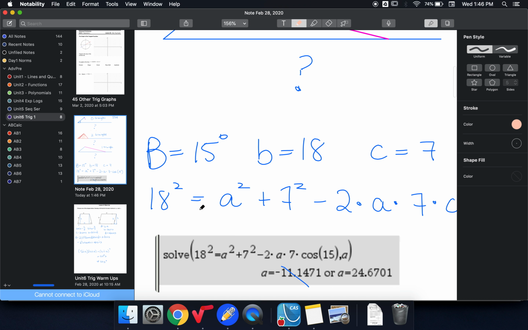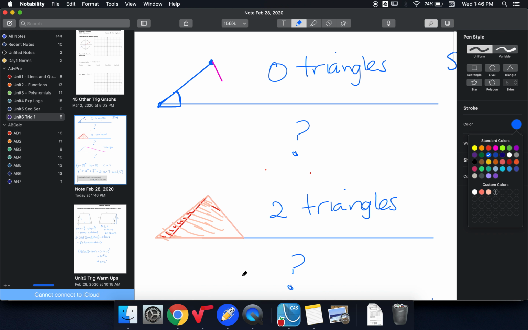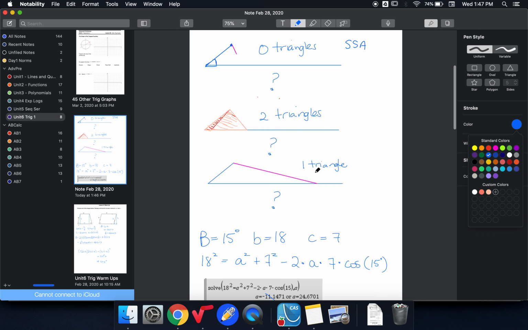So I think the best rule to use for this is the cosine rule. The reason I think that is that the cosine rule gives a quadratic, and I know when I solve a quadratic, I'm going to have 0, 1, or 2 solutions.